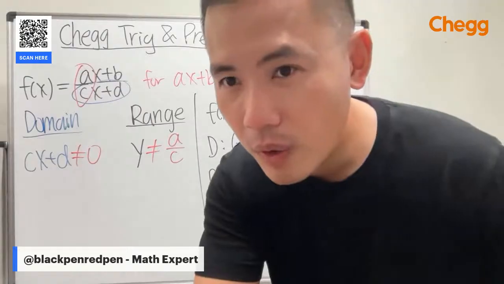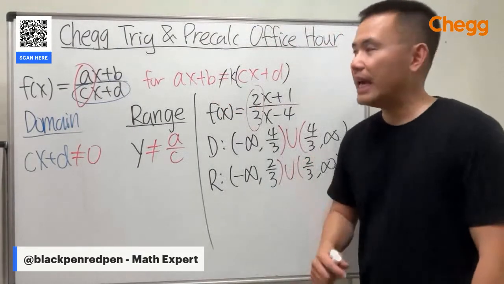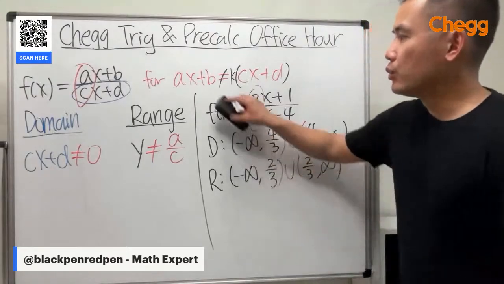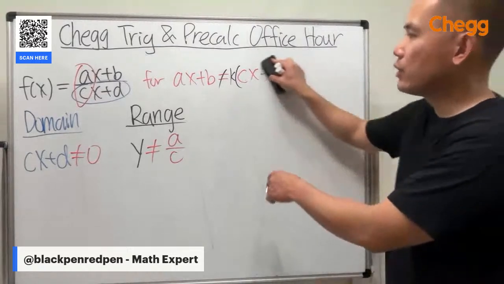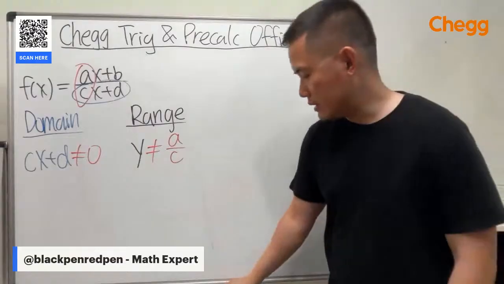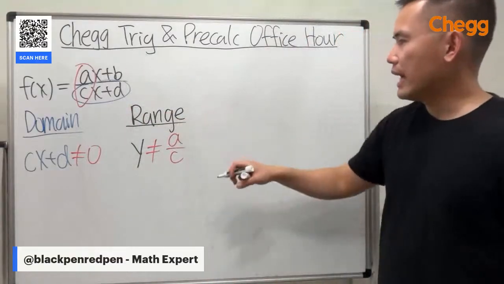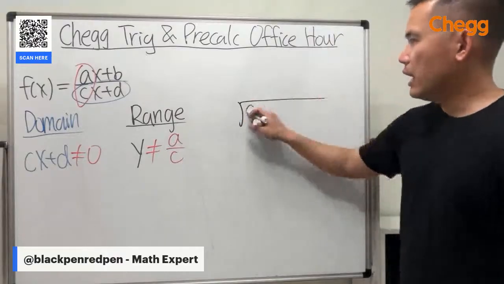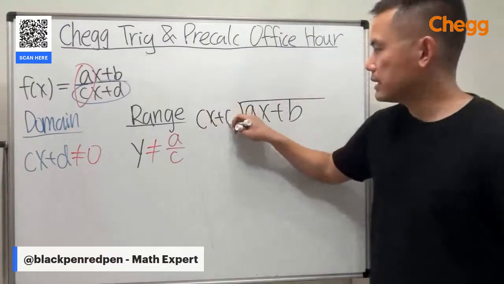Why a over c? Because that is the horizontal asymptote. And to get that, you can actually do long division for it. So I'll explain that real quick. And again, I don't want any straightforward simplification, right? So assuming a, b, c, d are different, why that? So let's just do this. ax plus b over cx plus d.